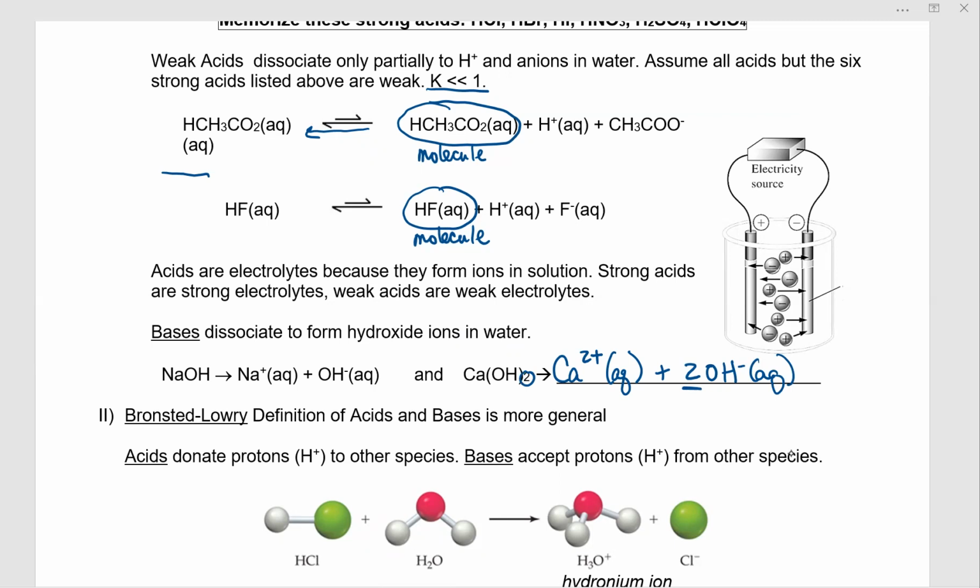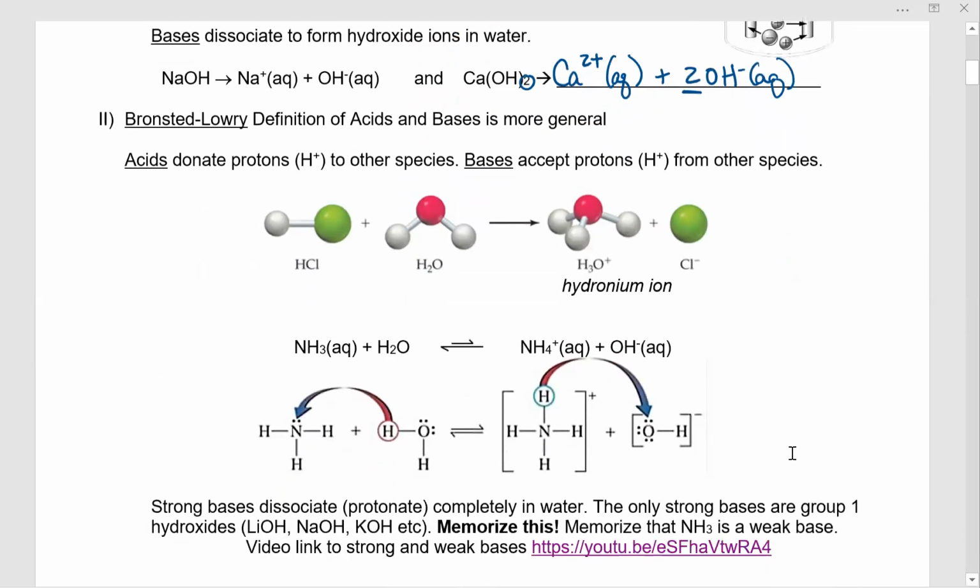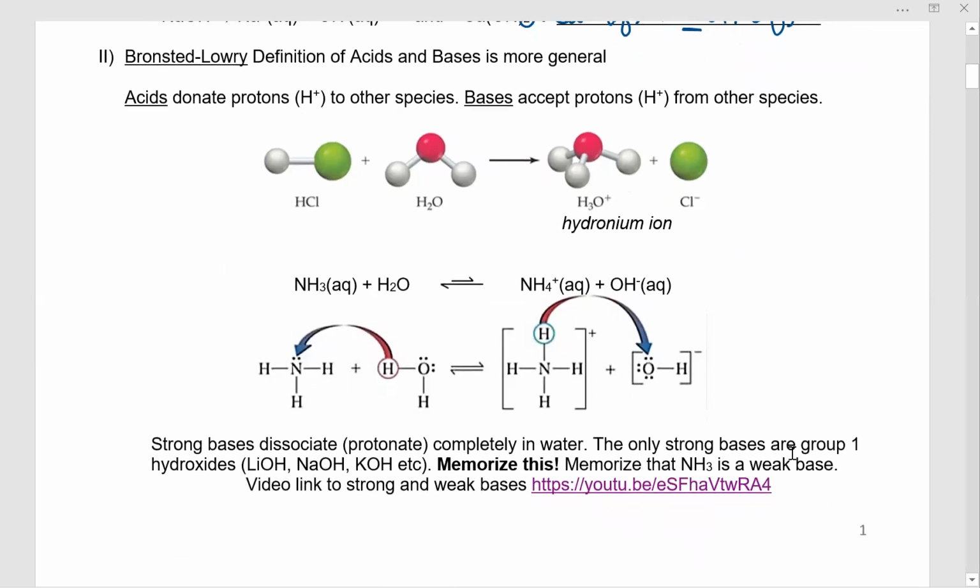The Bronsted-Lowry definition of acids and bases is more general. The Bronsted-Lowry definition says that acids donate protons, that's a hydrogen cation, to other species, whereas bases accept protons from other species. So in this case, I have HCl reacting with H2O, and I've got a one-way arrow because this is a strong acid.